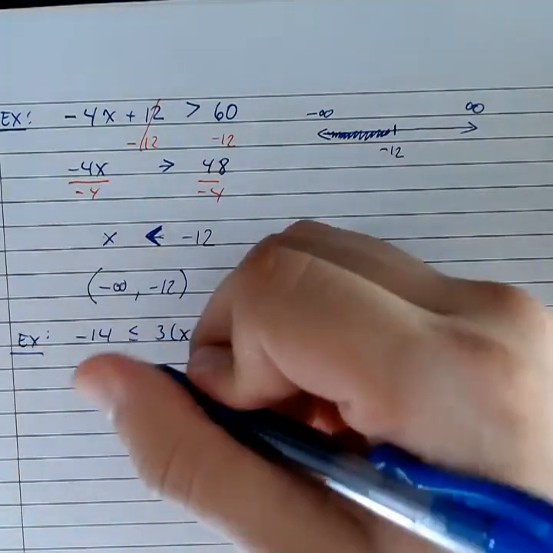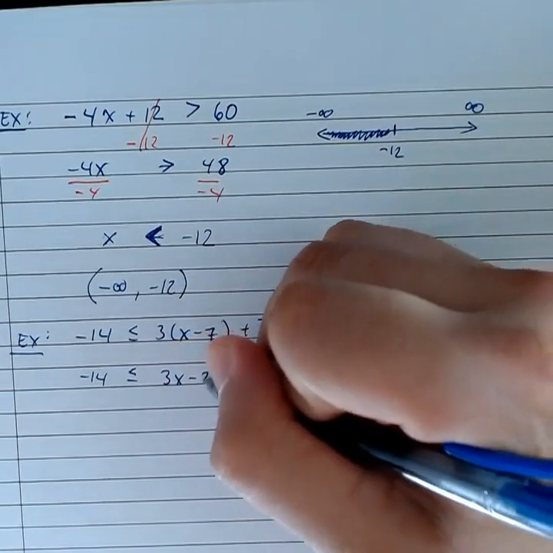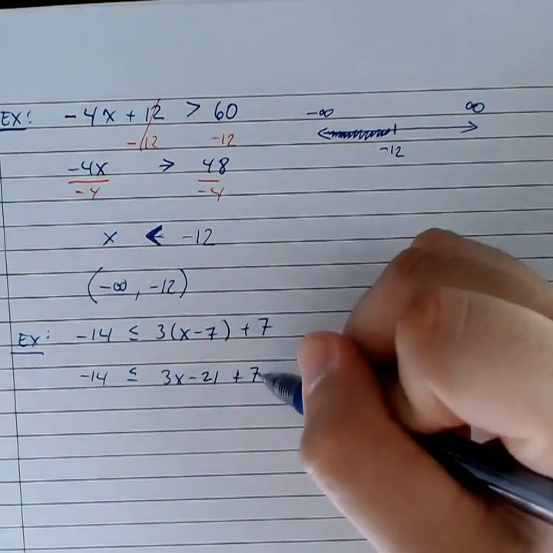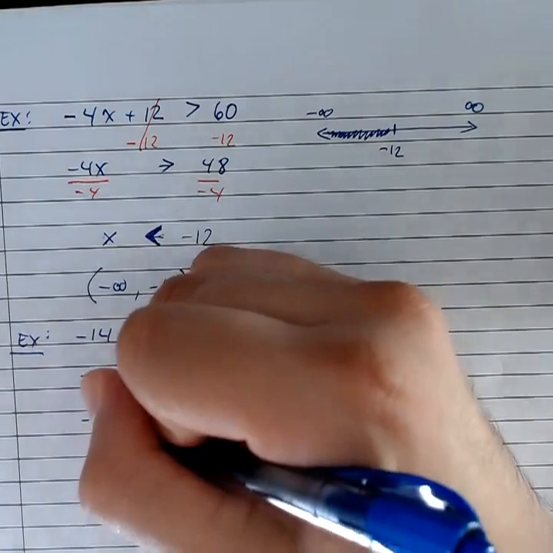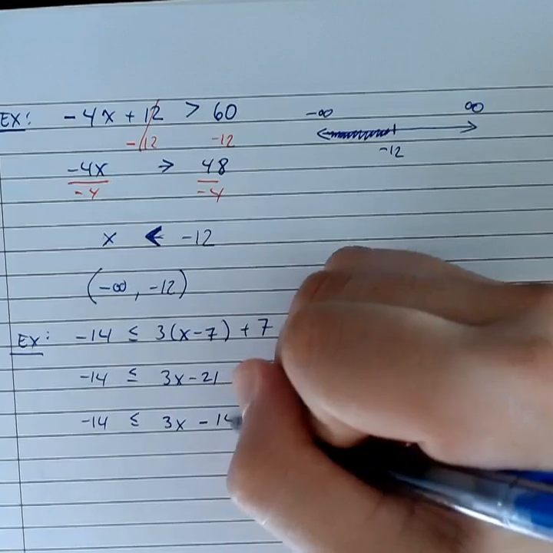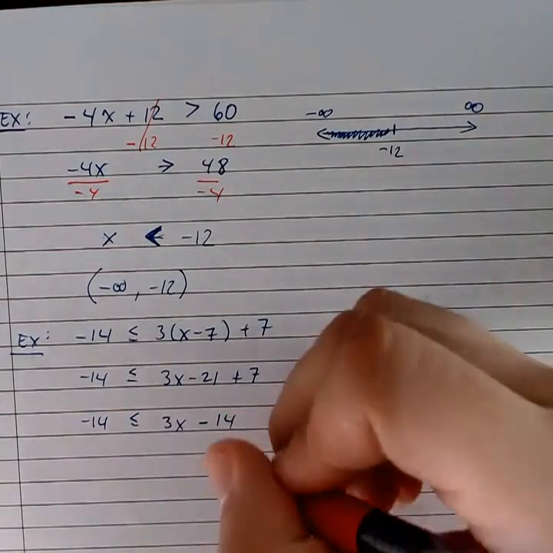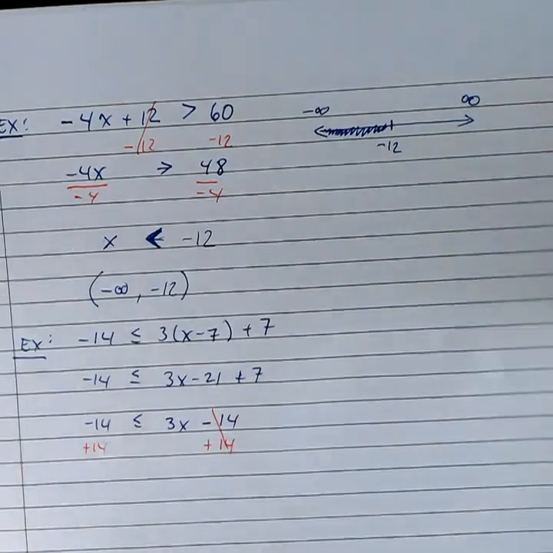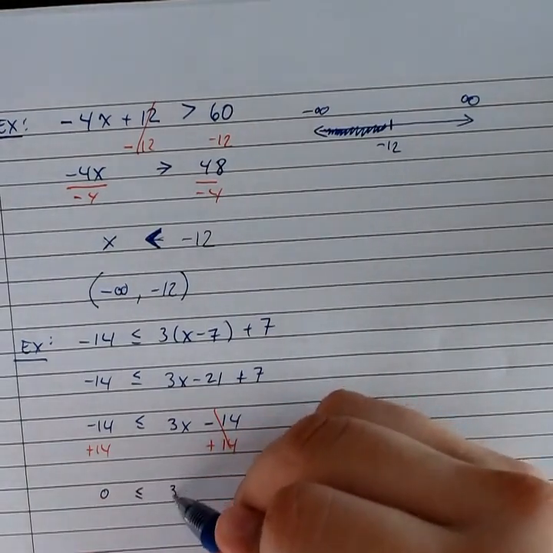All right, so let's distribute our 3. So negative 14 is less than or equal to 3x minus 21, 3 times x and 3 times negative 7, plus our 7 there. We can combine those like terms. Negative 21 plus 7 is negative 14. Negative 14 is less than or equal to 3x minus 14. And now we can proceed to isolate our variable. I want to get that x by itself. So let's add 14 to both sides. That makes that go away. And that's going to give me 0 is less than or equal to 3x.